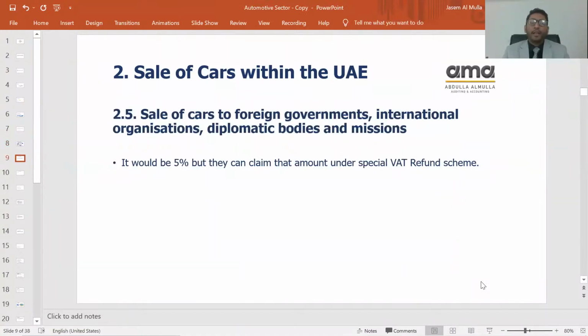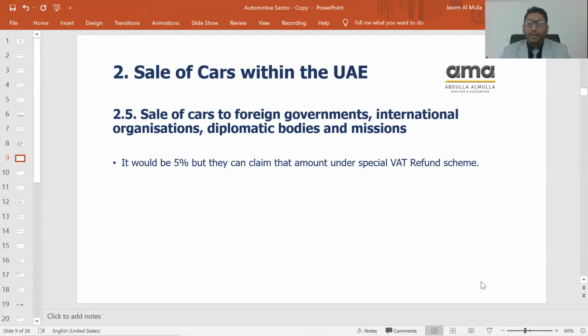The last one is the sale of cars to foreign governments, international organizations, and diplomatic bodies and missions. If the trader sells the car to the above-mentioned entities, he will charge the 5% VAT. But there is an option for these entities. They can claim their input tax through a special VAT refund scheme. It is not required for them to be registered in VAT to get this refund. Without getting the registration, they can refund their amount through the special VAT refund scheme.